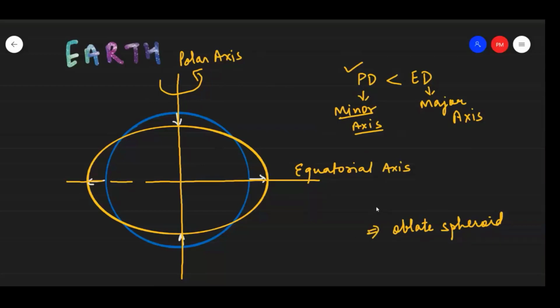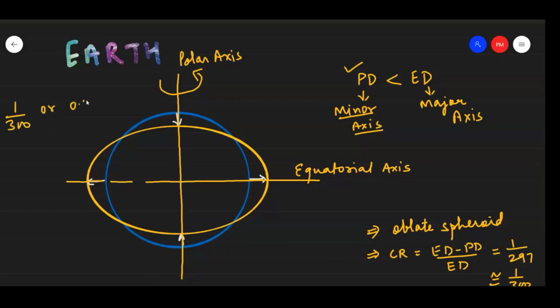First. Secondly, how much is the compression? So compression ratio is equal to equatorial diameter minus polar diameter upon equatorial diameter. This is a formula, and it comes out to exactly 1 by 297, or approximately we can say 1 by 300. So a question may come in the exam: what is the compression ratio of Earth? So compression ratio of the Earth is 1 by 300 or 0.3%. So this question is asked.